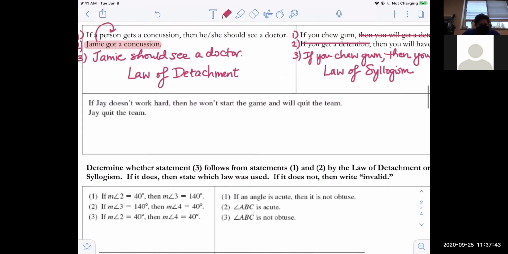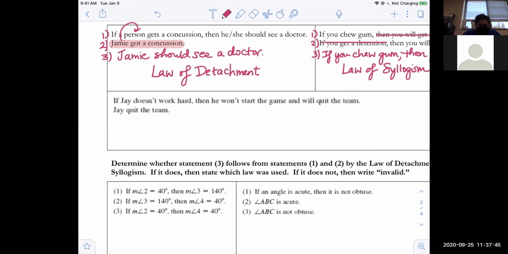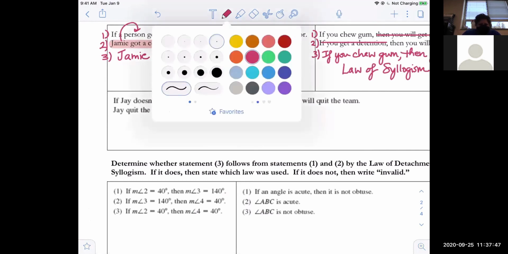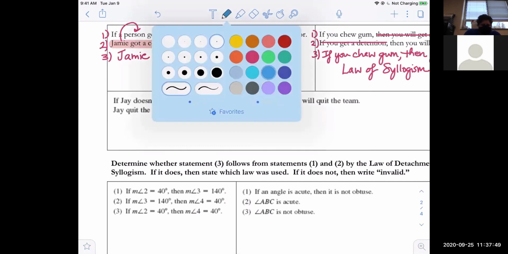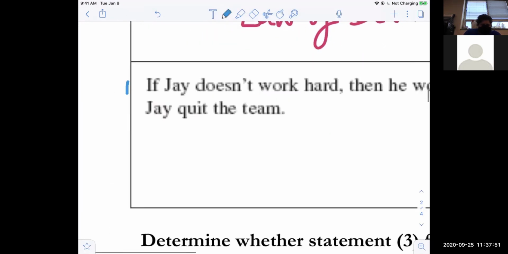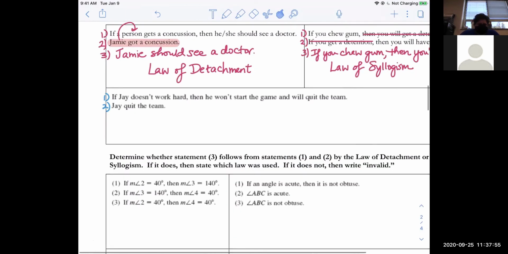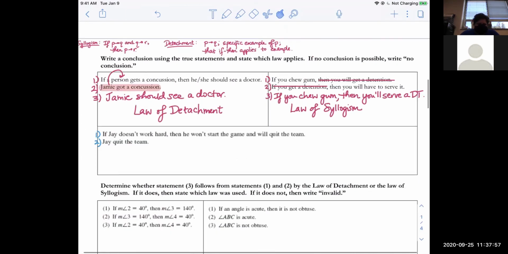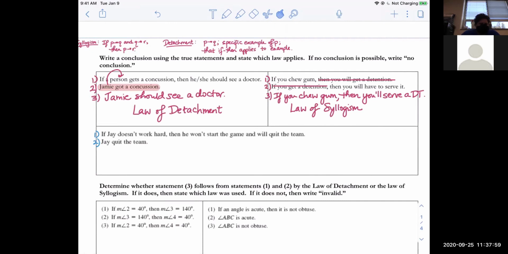Okay, if Jay doesn't work hard, then he won't start the game and he'll quit the team. Jay quit the team. So here's sentence 1, here's sentence 2. Okay, so again, write a conclusion using the true statement, state which law it is. If no conclusion is possible, write no conclusion. What do you think?